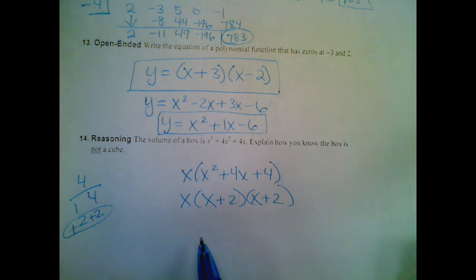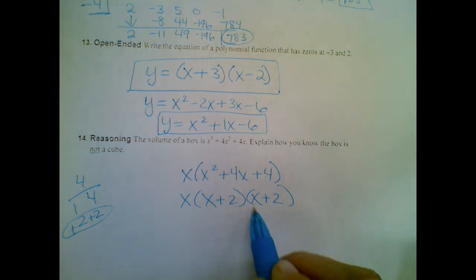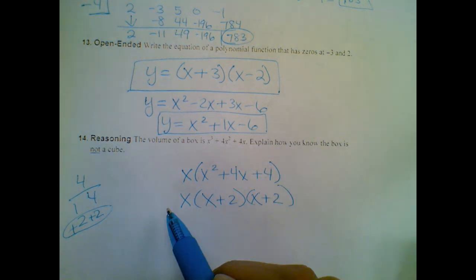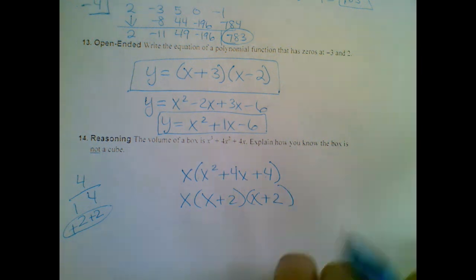So these would be our three different dimensions, our length, our width, and our height. Notice they're not all three the same, so this is not a cube. And you could just explain that all three dimensions are not the same. If they're all three x plus 2, then we'd say yes, it is a cube.